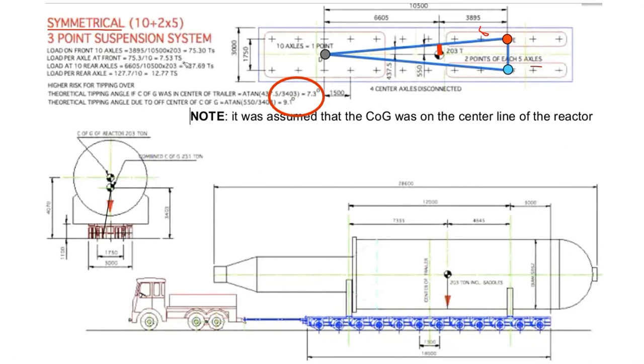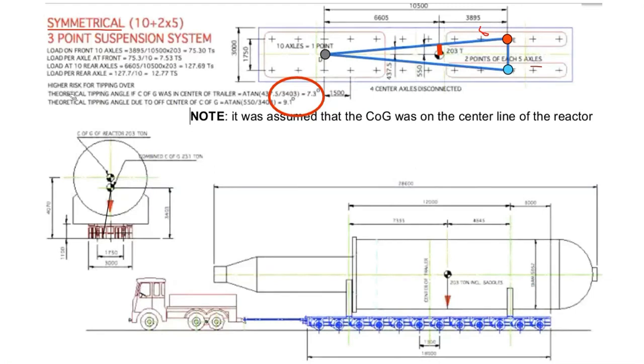Loaded 10 rear axles. If you see the rear axles, the 6605, it's more this much, right? 6605 out of 10.5, right? So 6605 divided by 10.5, that means a huge load will come here. That's 127, almost. More load will be in the back, because it was here towards this. So these two have to take more load, and 127 is coming. So load per rear axle will be 127 by 10, which is 12.77 tons.